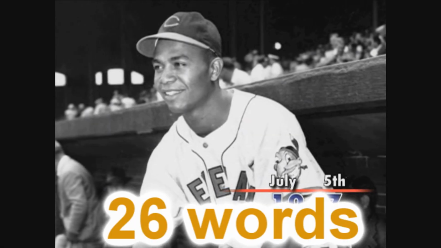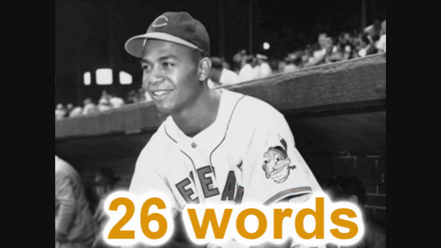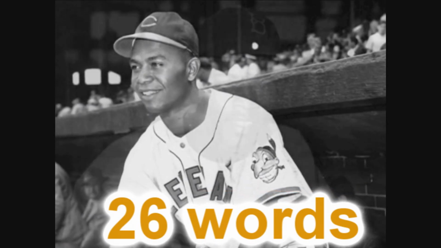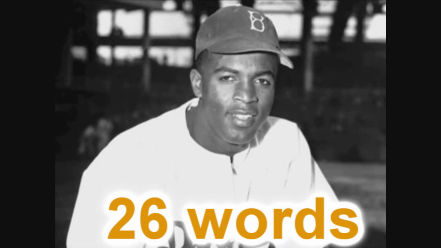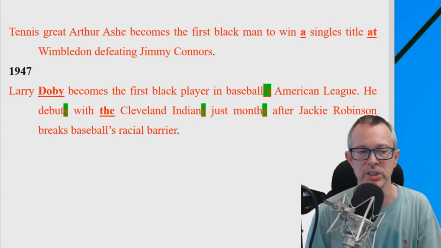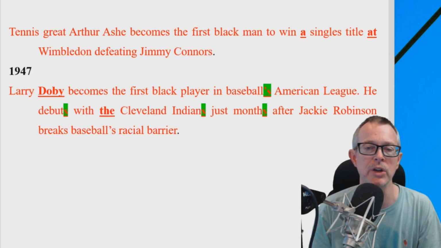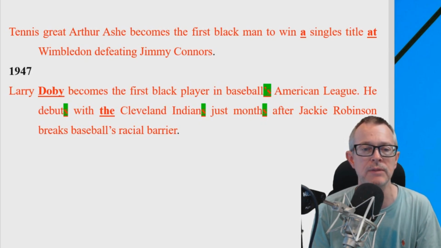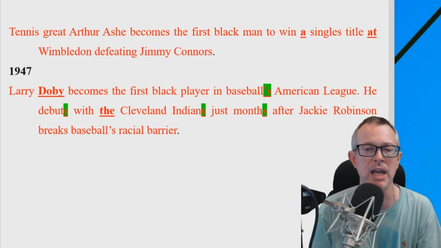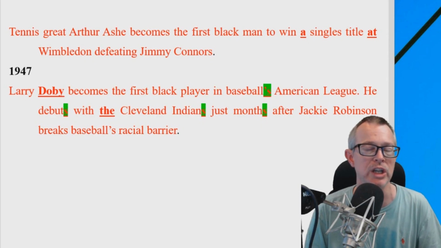1947. Larry Doby becomes the first black player in baseball's American League. He debuts with the Cleveland Indians just months after Jackie Robinson breaks baseball's racial barrier.